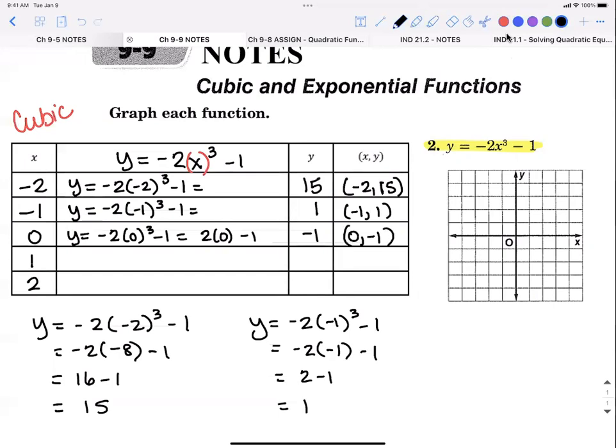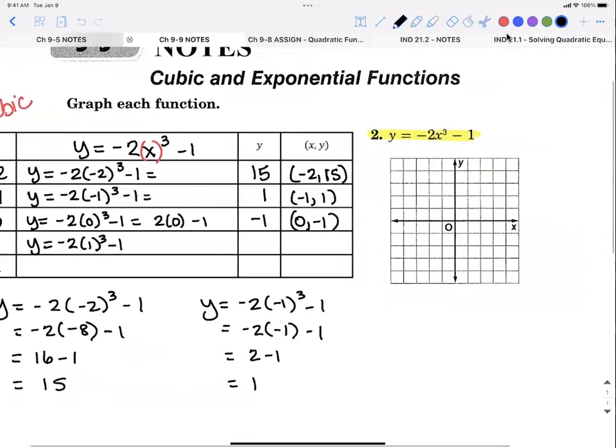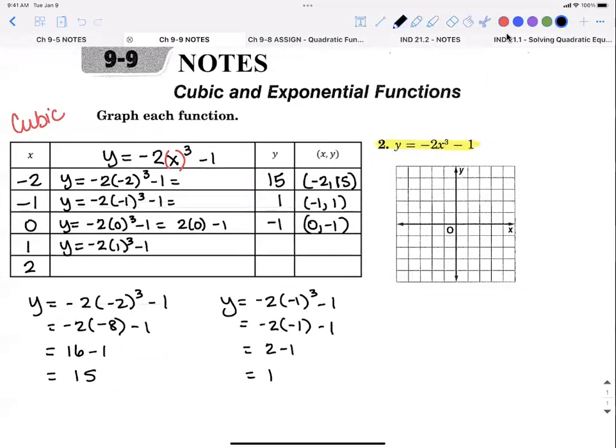And then I'm going to move on to +1. So y equals -2 times +1 cubed minus 1. And here's why the mirror effect doesn't work on cubes, is because when I cubed -1, I got a -1. When I cube a +1, I'm going to get a +1. So that's why cubes don't work like squares. So we have y equals -2 times +1 cubed minus 1.